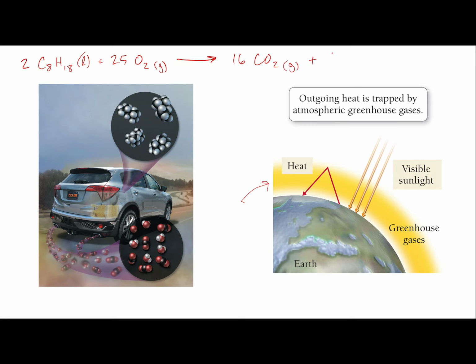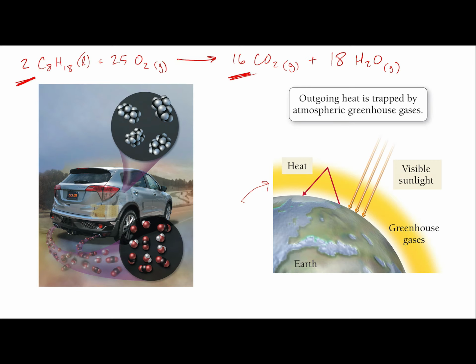Now I'm saying molecules, but if we were to scale this up, this would be moles. 2 moles of liquid octane and 25 moles of oxygen gas will make 16 moles of carbon dioxide and 18 moles of water. What this balanced chemical equation shows us is that 16 moles of CO2 are produced for every 2 moles of octane that are burned.